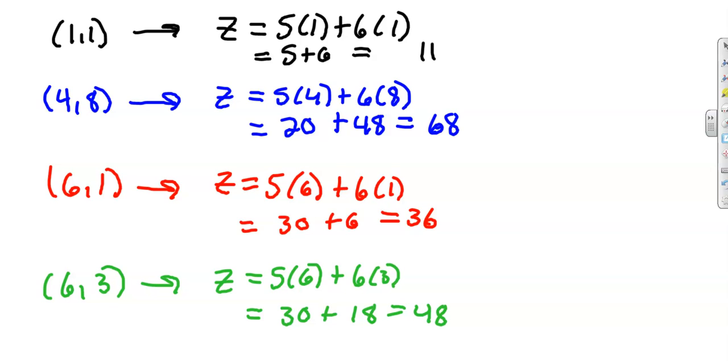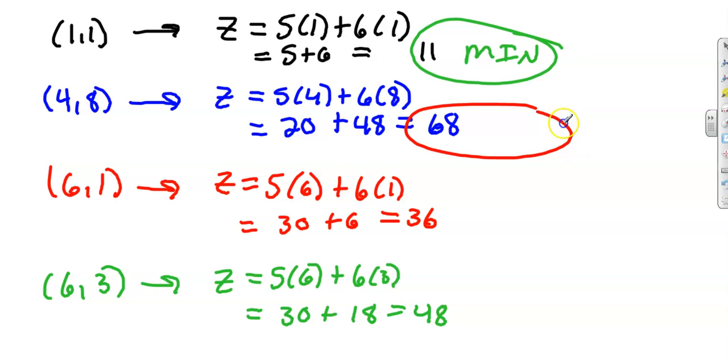11 was our minimum value. Now, they may ask you for the ordered pair. If they ask you for the ordered pair, you would say there's a minimum at 1, 1. And 68 was our max. So there's a max value.